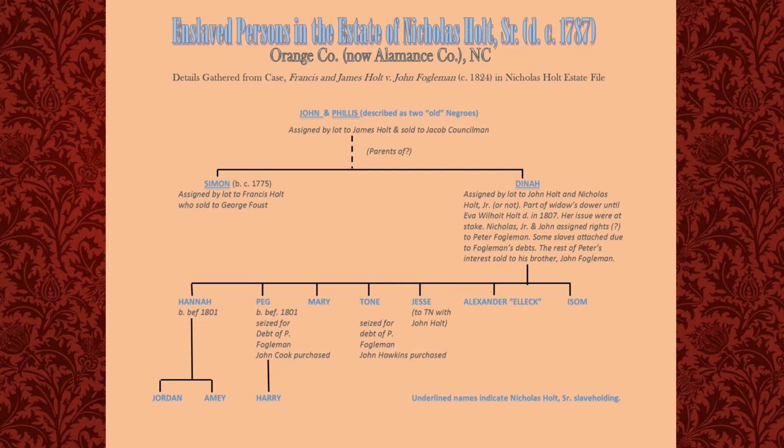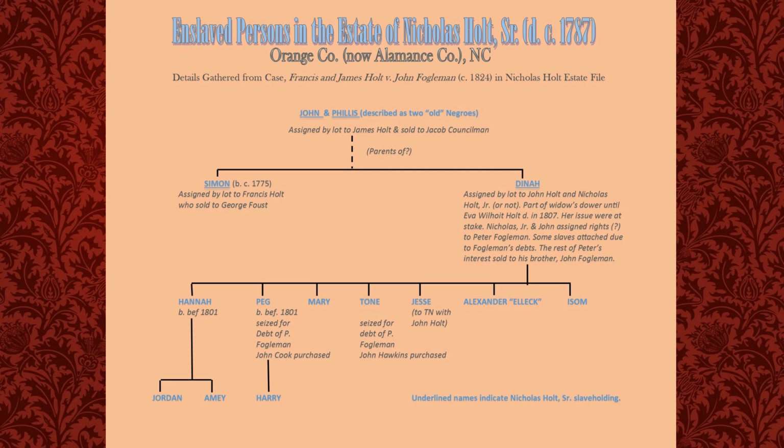So the question in this lawsuit, some 40 years after the death of Nicholas Holt Sr., was how in fact had the sons agreed to divide these enslaved people? Had they ever come to a clear agreement on Dinah and her increase, that is her children and grandchildren? Some folks said one thing, other witnesses told a different story, and that was the crux of this suit.